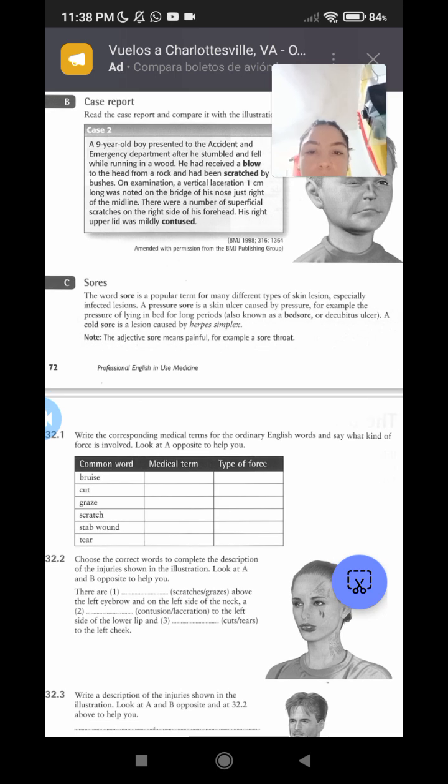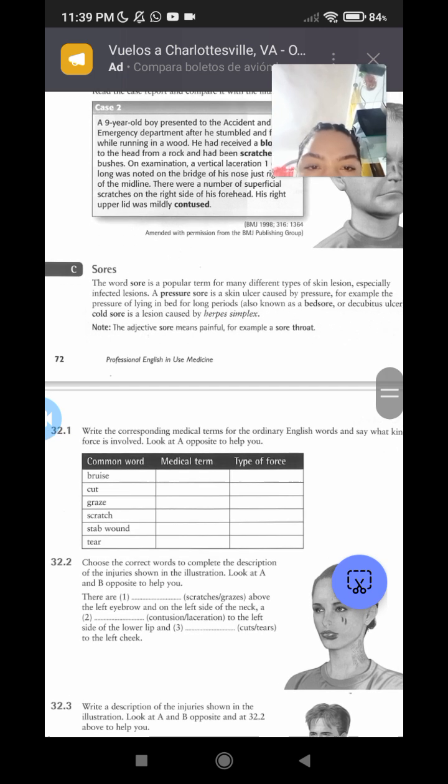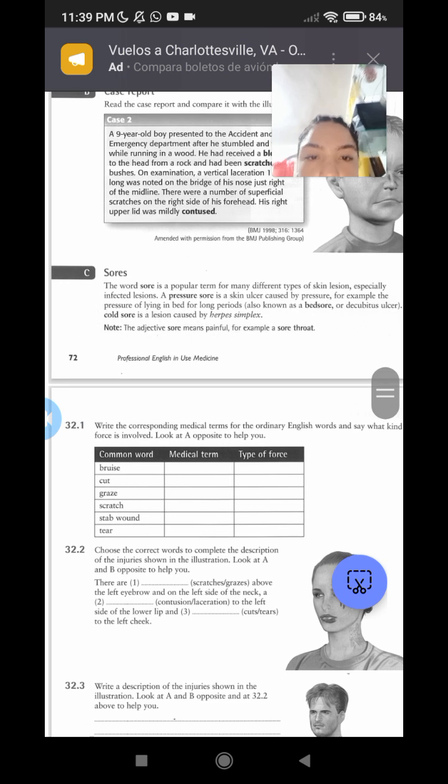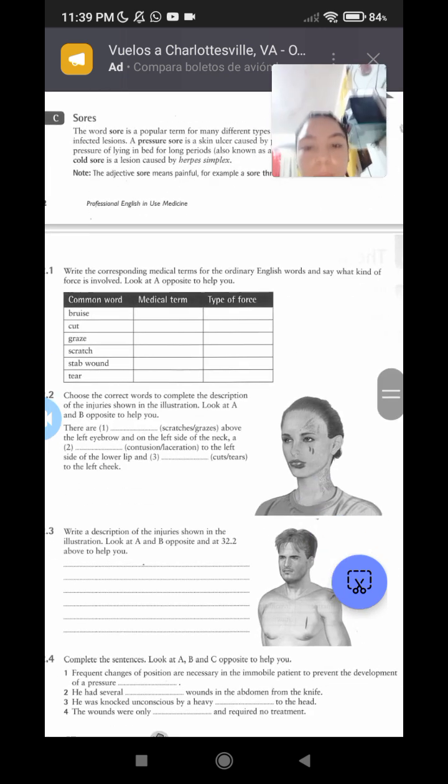Sore. The word sore is a popular term for many different kinds of skin lesion, especially infected lesions. A pressure sore is a skin ulcer caused by pressure, for example, the pressure of lying in bed for long periods, also known as a bedsore or decubitus ulcer. A cold sore is a lesion caused by herpes simplex. Note, the adjective sore means painful, for example, sore throat.